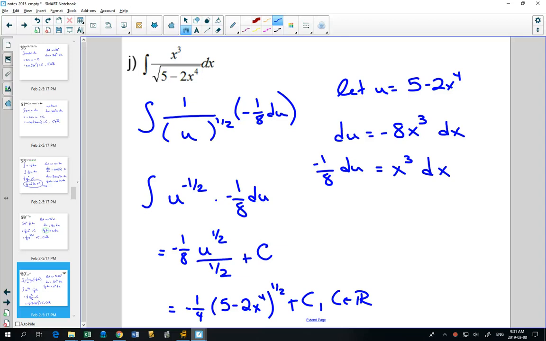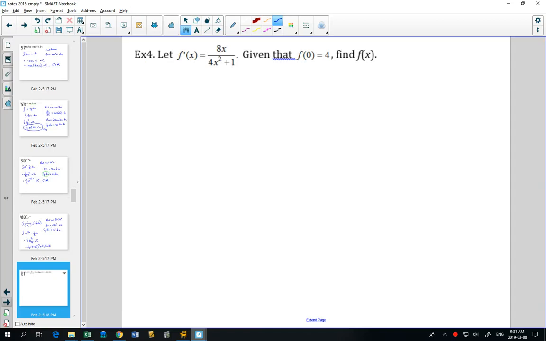And so now we can combine the last question, example 4. We can combine the rules of substitution and what we did the other week on solving for c to find the actual equation. So the derivative is 8x over 4x squared plus 1. We want to find f of x. So f of x will equal the integral of 8x over 4x squared plus 1 dx.